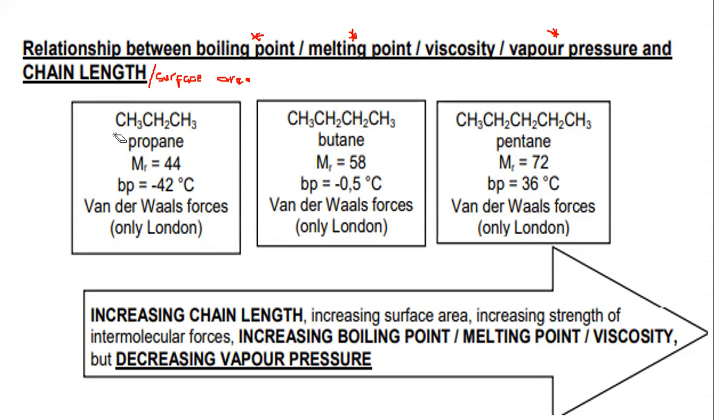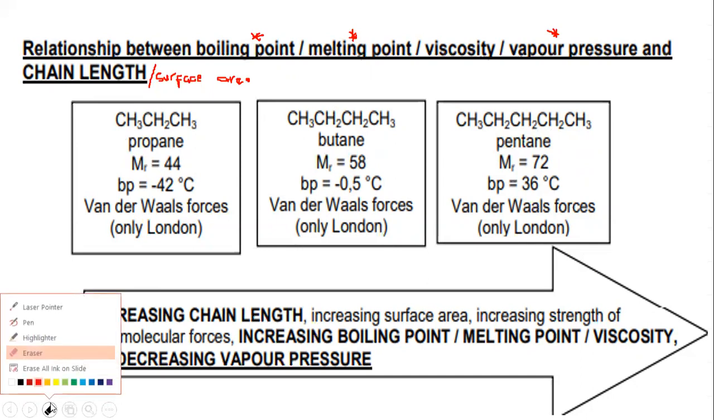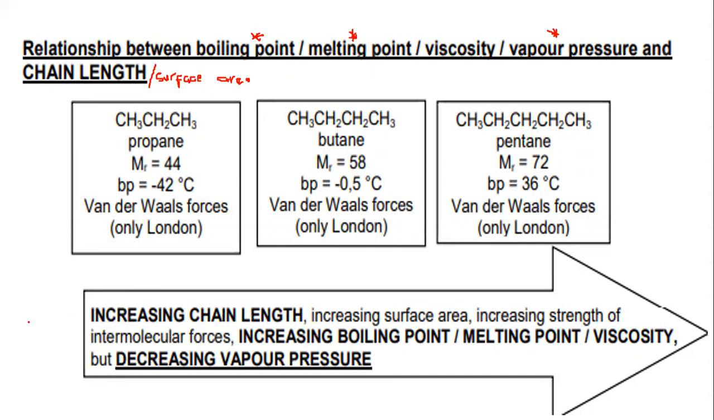Why propane? Because it has 3 carbons and 8 hydrogens. Why butane? It has, rather, 4 carbons and 10 hydrogens. Why pentane? Because it has 5 carbons and 12 hydrogens.